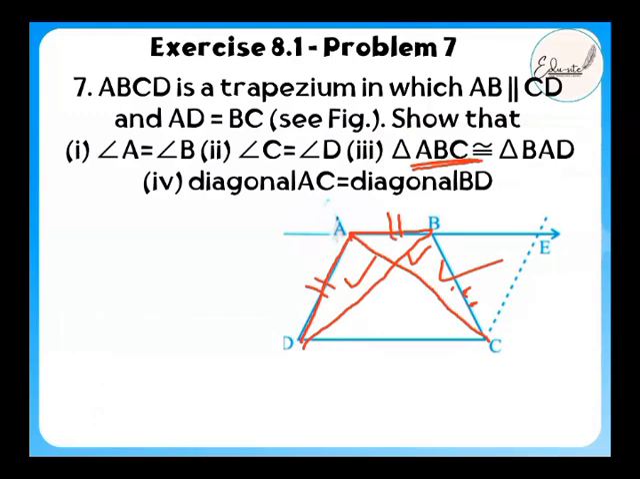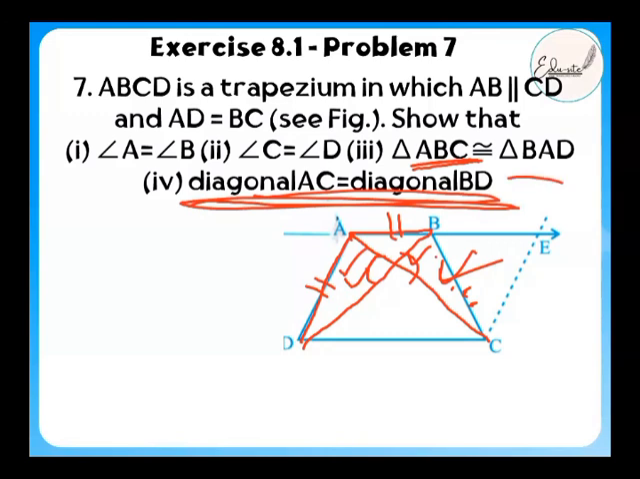Two are done, correct? If two are done, then for the third you can take the vertically opposite angles. If these three are equal, then the triangles are congruent, correct? When you have proven the congruence in these two triangles, then the diagonals will also be equal, right? Because of CPCT, correct?